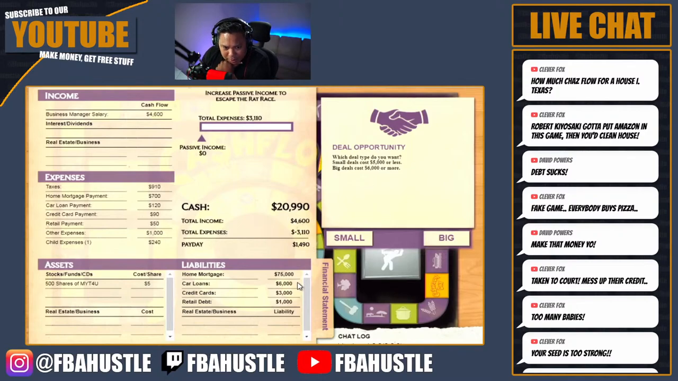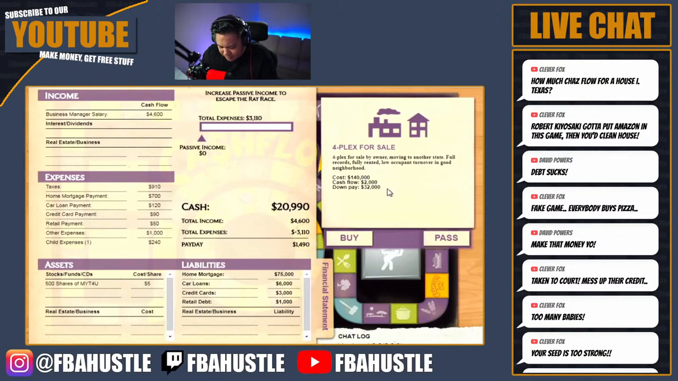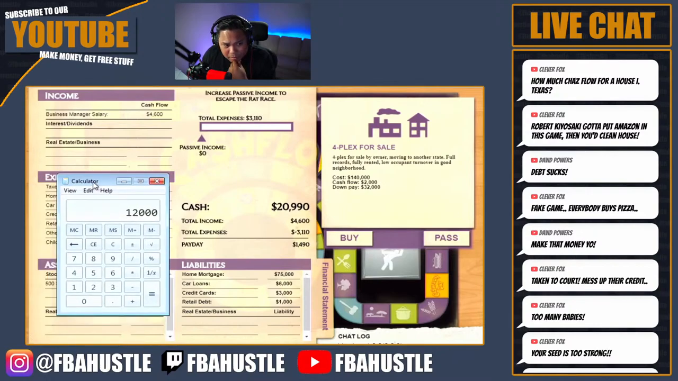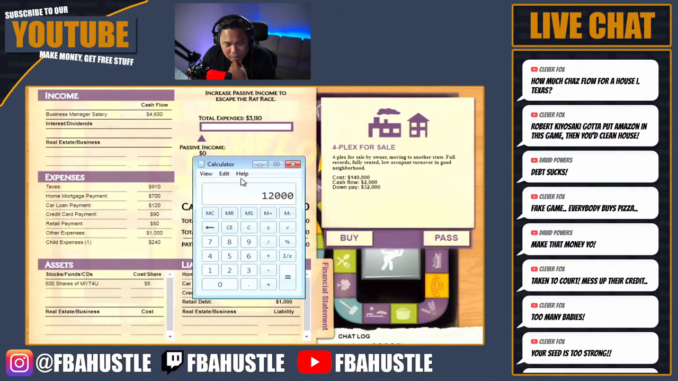All right, 20,000 cash on hand. Do another big deal. Fourplex. There we go. Okay, so 2,000 positive cash flow for a down payment of 32. Ooh, that's 6%. That's a really good deal. Okay, so 32,000 minus 20,000. We're gonna have to borrow 12,000, right? And then the monthly payment for that is gonna be 1,200 towards this expense column.